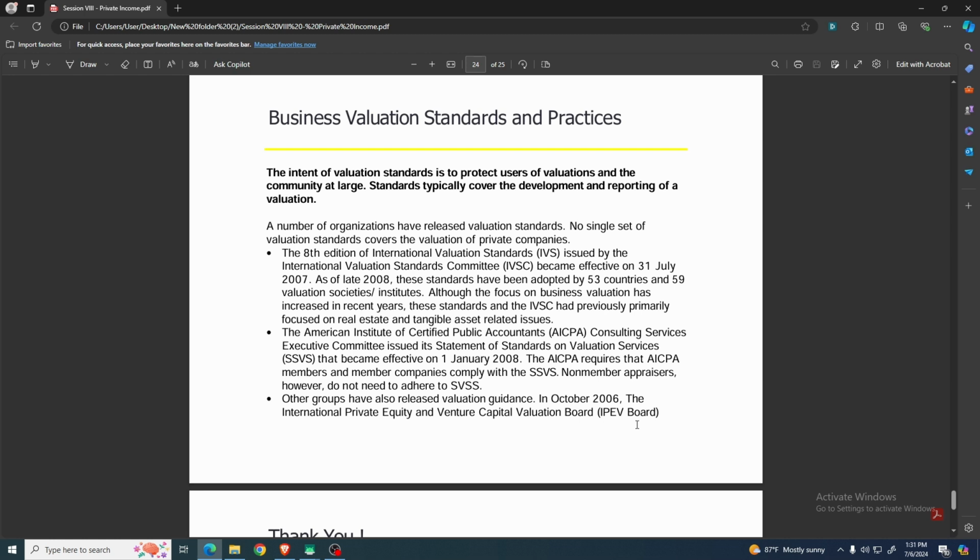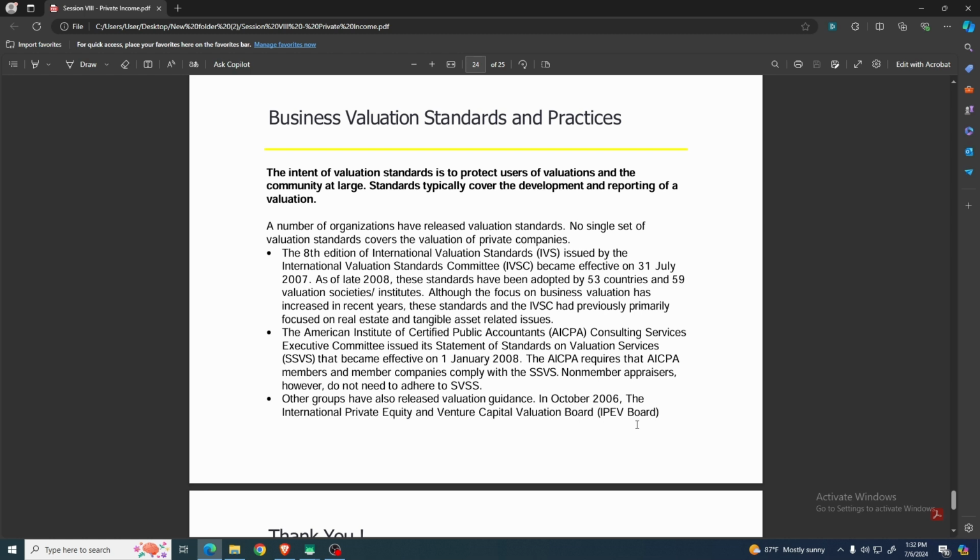So rather than the institutions prior to this, IVS or SSVS, here the IPEV board's guidelines want to ensure that fair value is secured when it comes to the valuation of private equity and venture capital. This involves considering market conditions, the financial performance of portfolio companies, and other relevant factors. By providing a standardized approach, the IPEV guidelines help enhance the credibility and comparability of valuations within the private equity and venture capital sector.